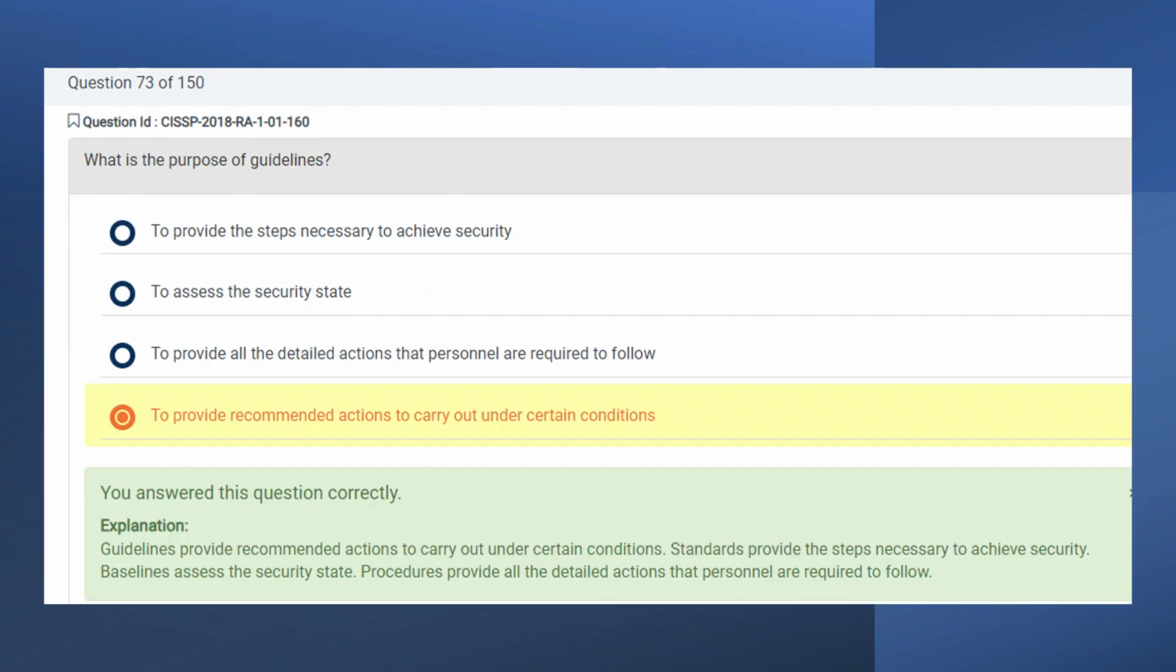Guidelines provide recommended actions to carry out under certain conditions. Standards provide the steps necessary to achieve security. Baselines assess the security state, and procedures provide all the detailed actions that personnel are required to follow. So again, in this case, the correct answer is to provide recommended actions to carry out under certain conditions.